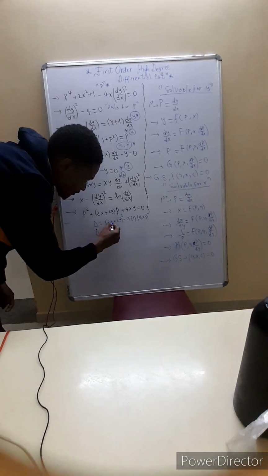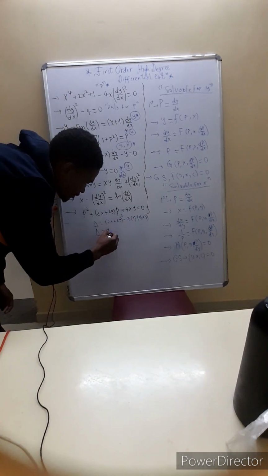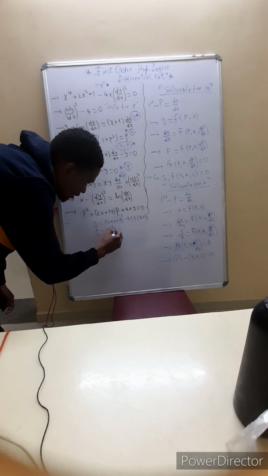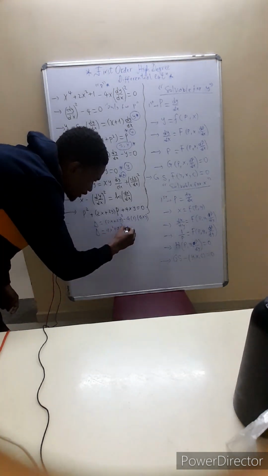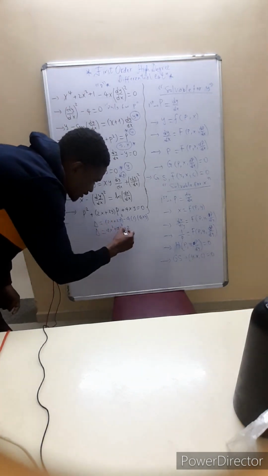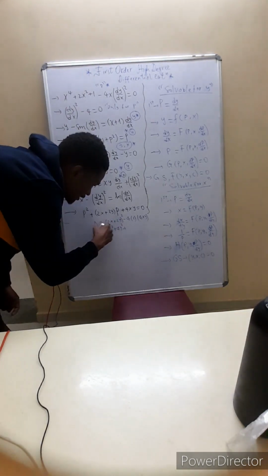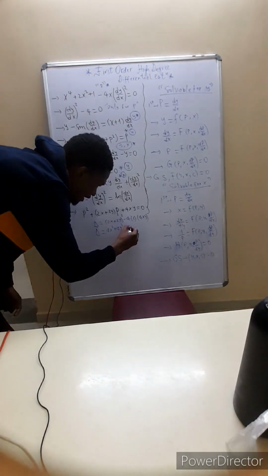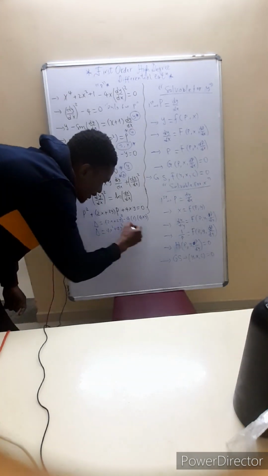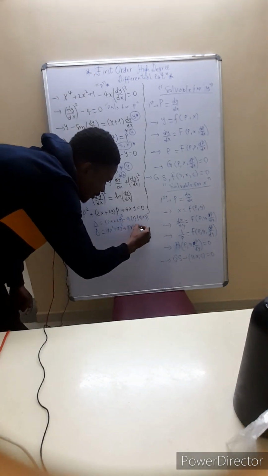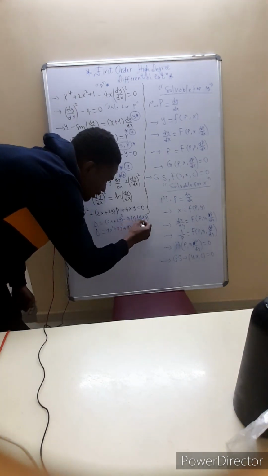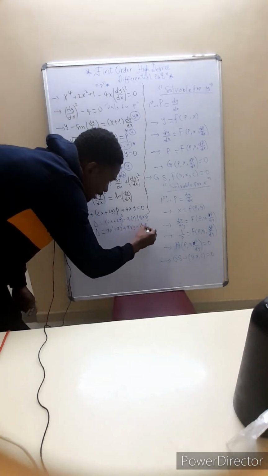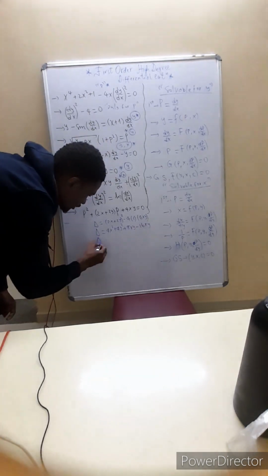So if you check this one, this will be 4x squared plus 4y squared, plus twice this and this, which will be 8xy, minus 4 times 1 times 4xy, that is 16xy.